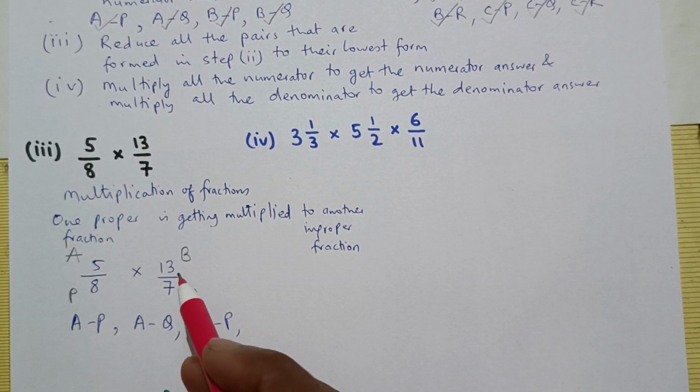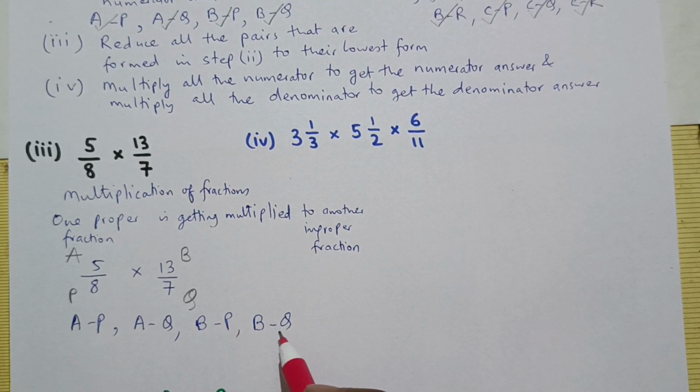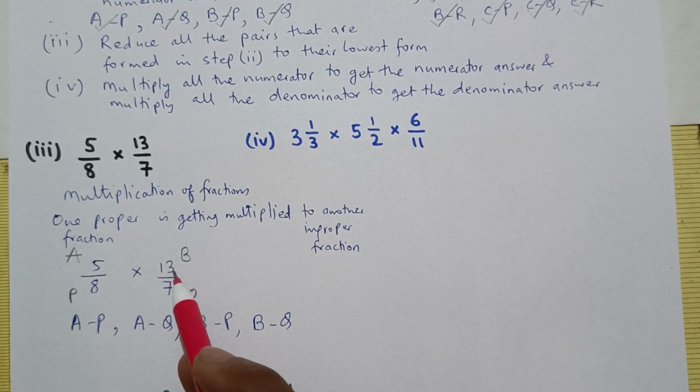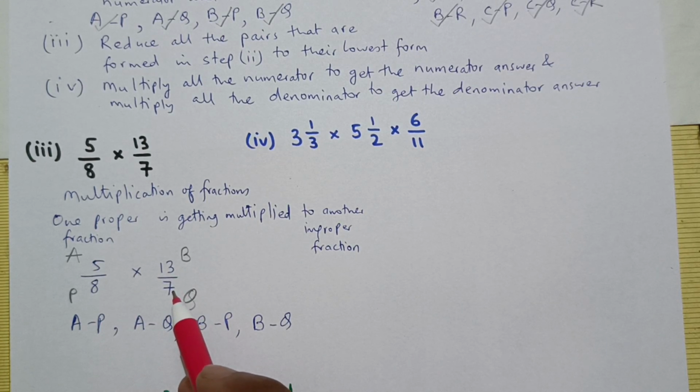And another numerator denominator pair is 13 by 7. So BQ. So these are the two numerator denominator pairs with the numerator 13. One is 13 by 8 and another is 13 by 7. So we have formed all the possible numerator denominator pairs.